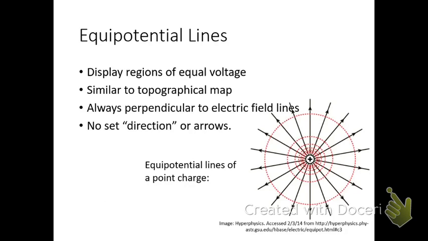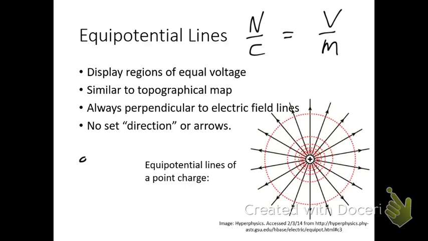A lot of times you'll see equipotential lines. These are regions of equal voltage. So it's kind of like a topographic map. The closer together the lines are, the greater the change in voltage. Oh, by the way, electric field in newtons per coulomb is the same thing as volts per meter.